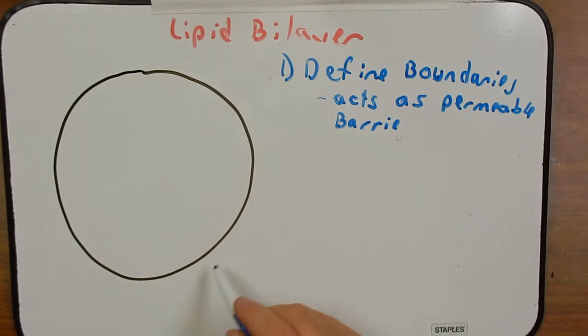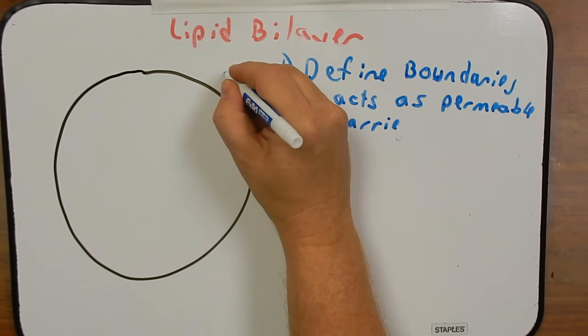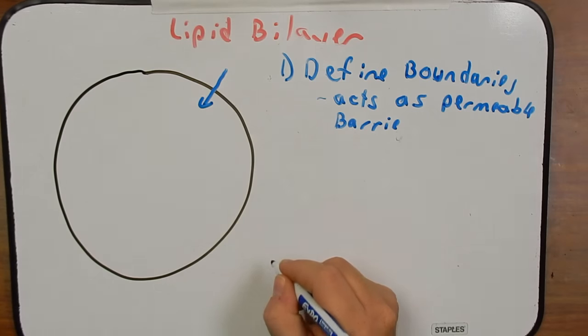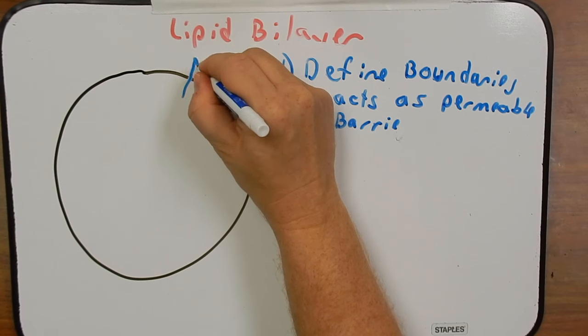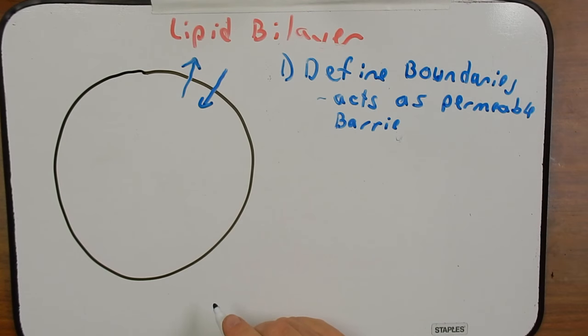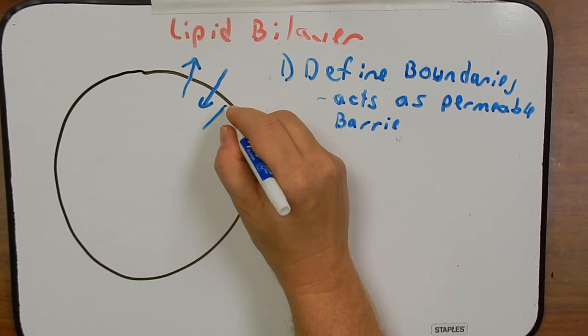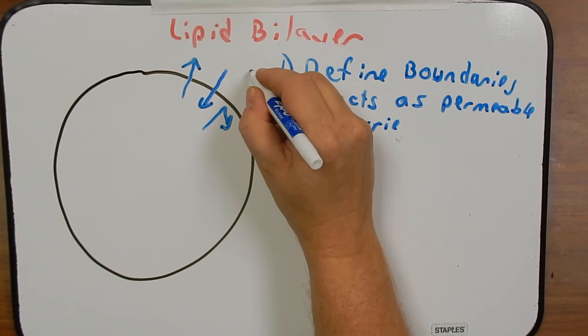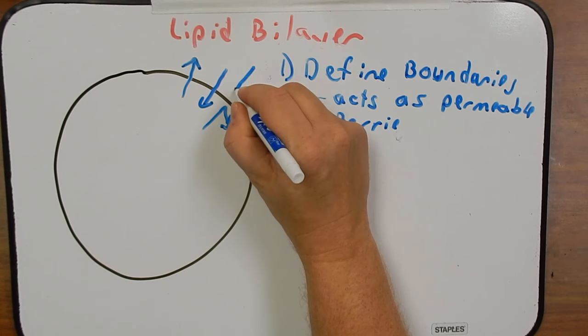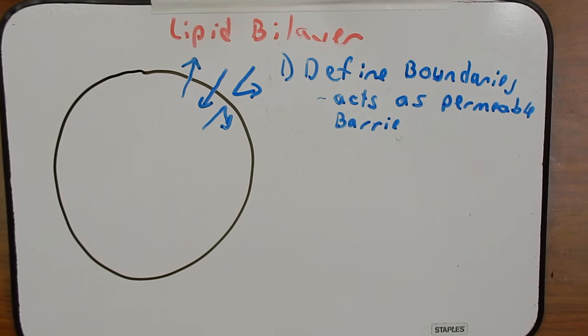Because of the nature of the membrane, we'll talk a lot about the nature of the membrane. Some things can get through the membrane. Some things can get through going back outside of the membrane. Some things can't get out of the cell because of the membrane. And some things can't get into the cell through the membrane. So it serves as this permeable barrier defining what's in and what is out of the cell.